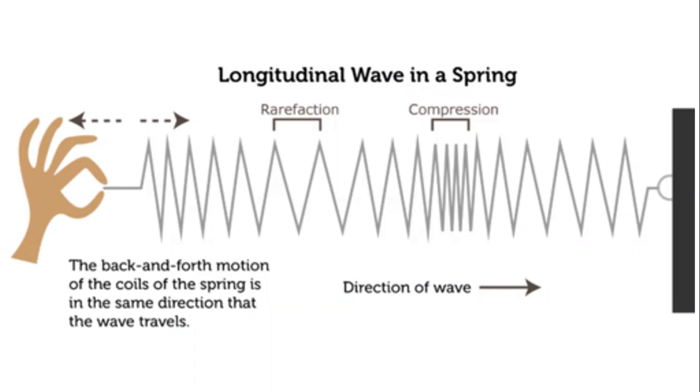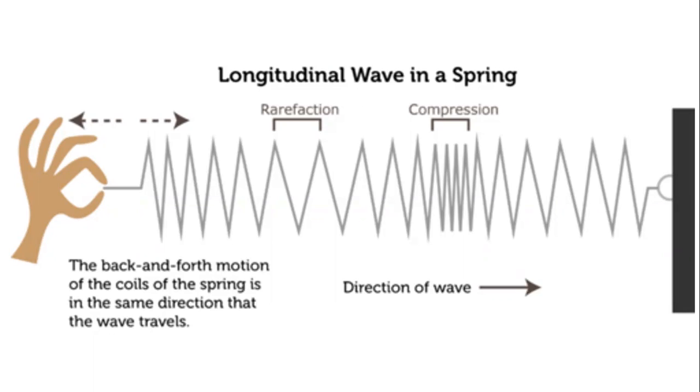The person's hand pushes and pulls on one end of the spring. The energy of this disturbance passes through the coils of the spring to the other end. Notice that the coils of the spring first crowd closer together and then spread farther apart as the wave passes through them.